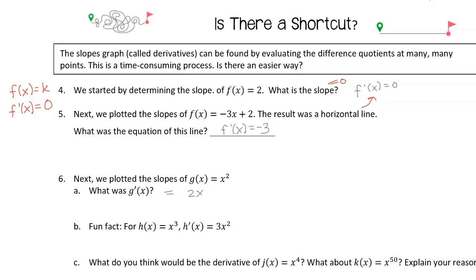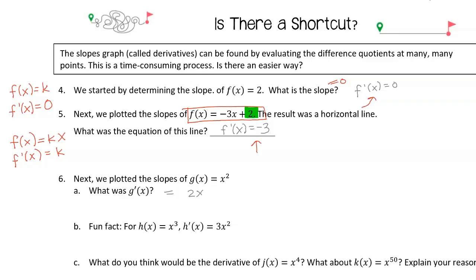In problem 5, we started with the function f of x equals negative 3x plus 2, and we found that the derivative is negative 3. So if we have a function f of x equals k times x, then the derivative is just going to be k. And we already knew from problem 4 that the derivative of a constant is going to be 0.